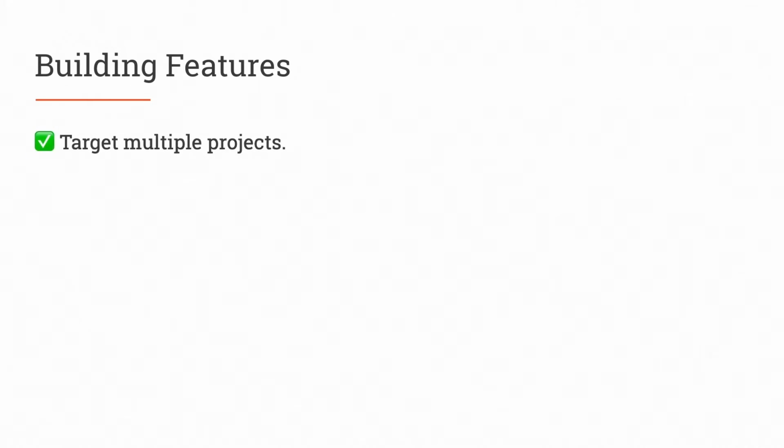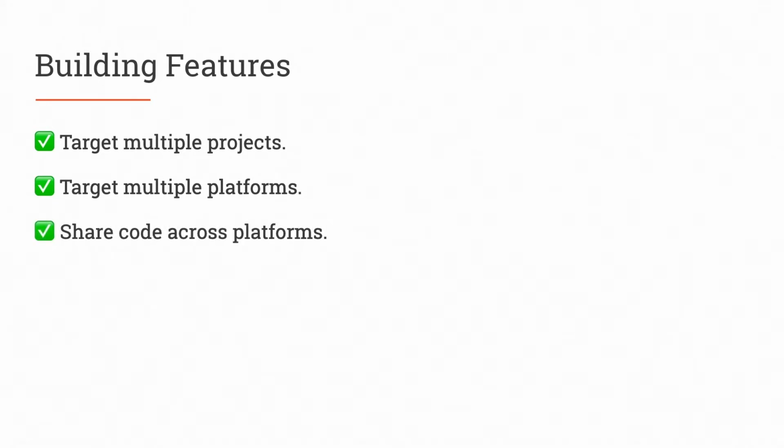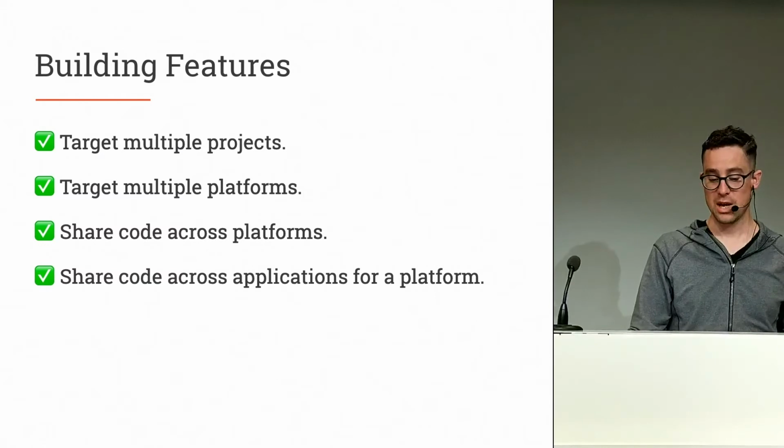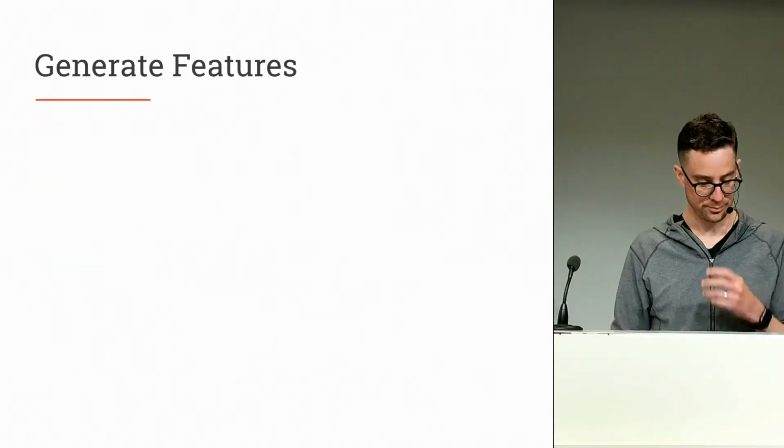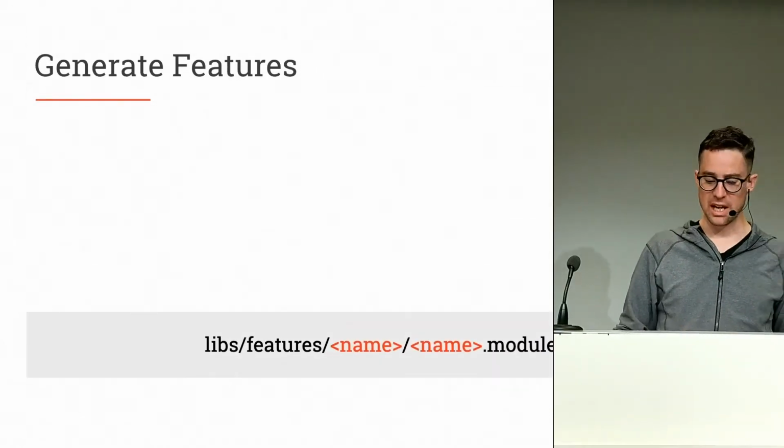The first thing we want to do is we want to target, again, multiple projects. We want to be able to target multiple platforms inside of our mono repo. We want to share code across all of our platforms, and we also want to share code across our applications for every platform. To generate out a feature, it kind of looks like this.